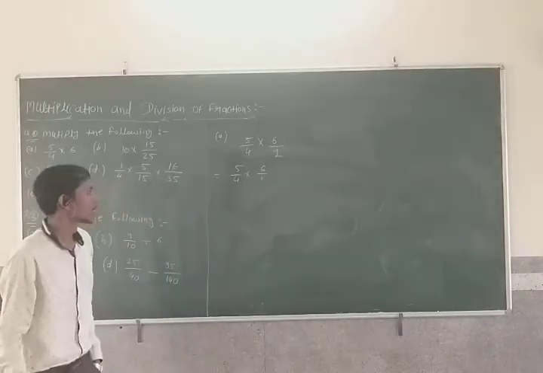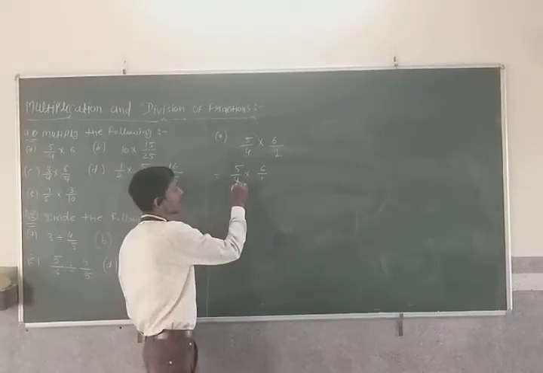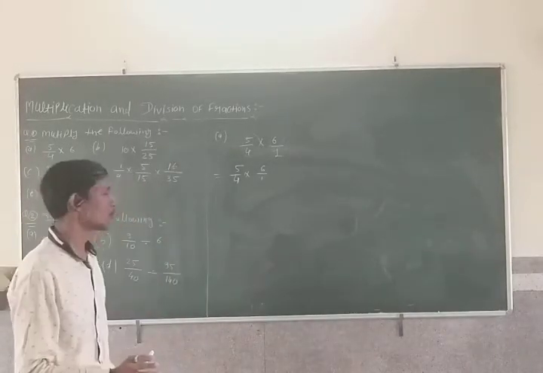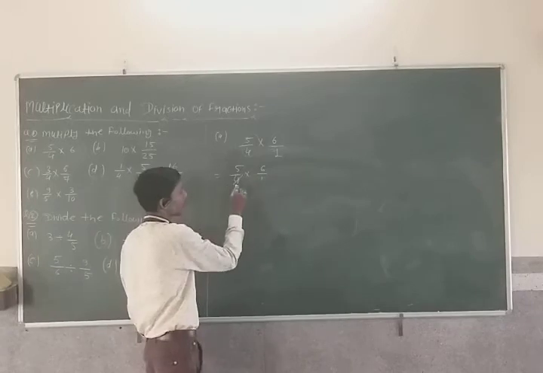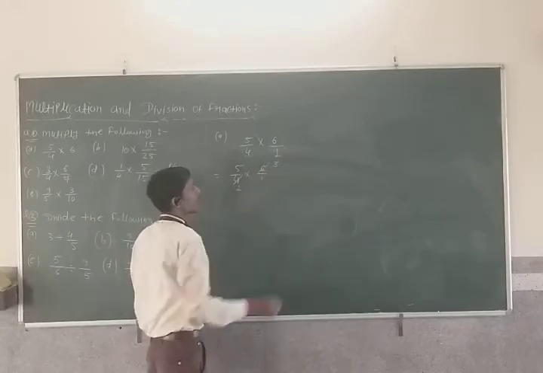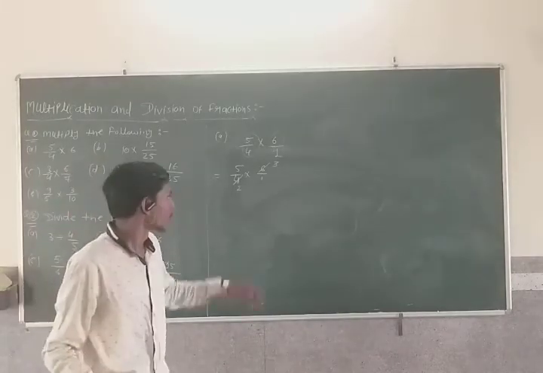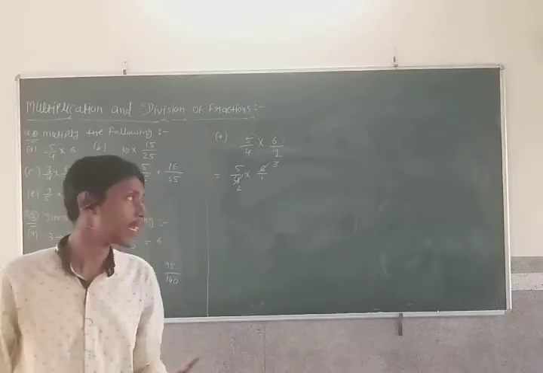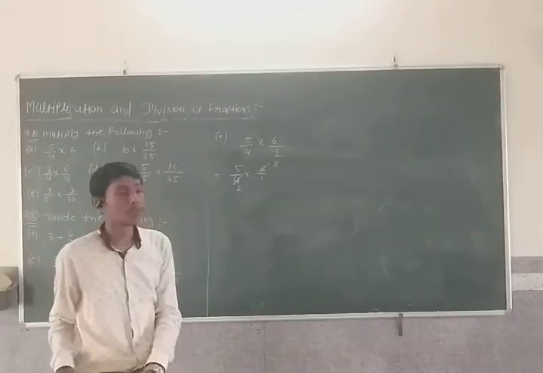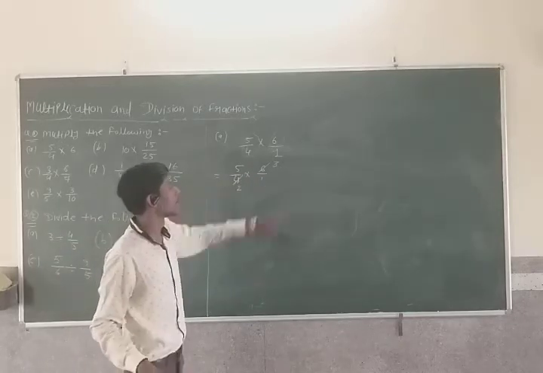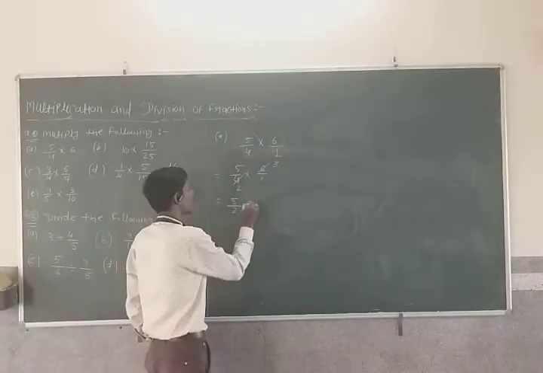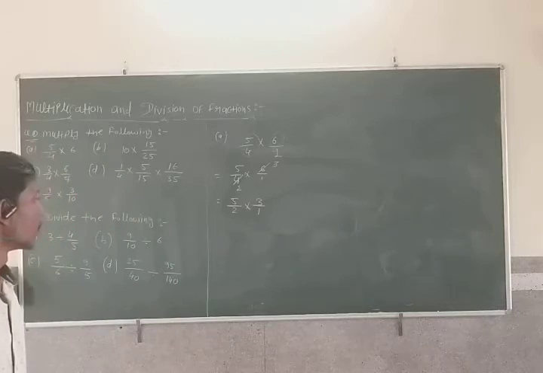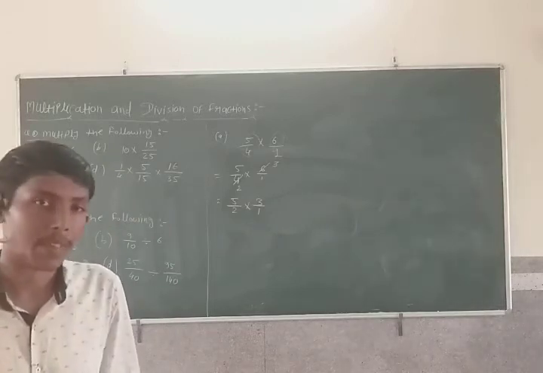Now we will check whether we can simplify any of the terms of these fractions. Simplification means, there it is 4 and there it is 6. They both can be divided by 2. Both of these numbers are divisible by 2. 2 2s are 4 and 2 3s are 6. So we can simplify this 4 as 2 and this 6 as 3. So 5 upon 2 multiplied by 3 upon 1.